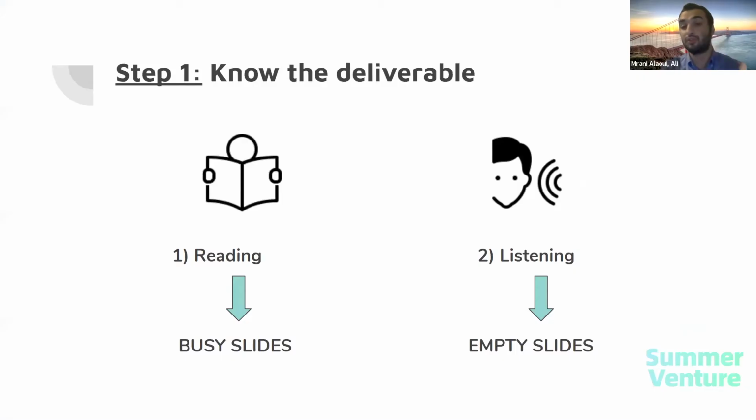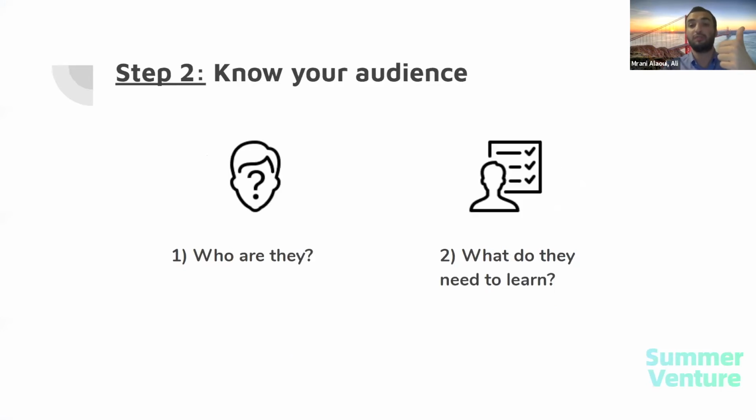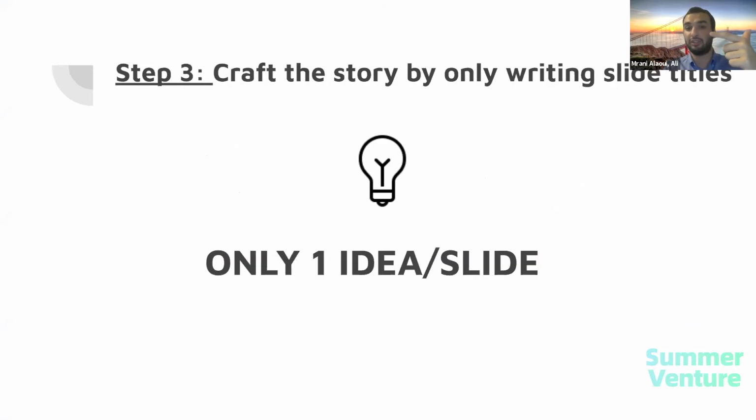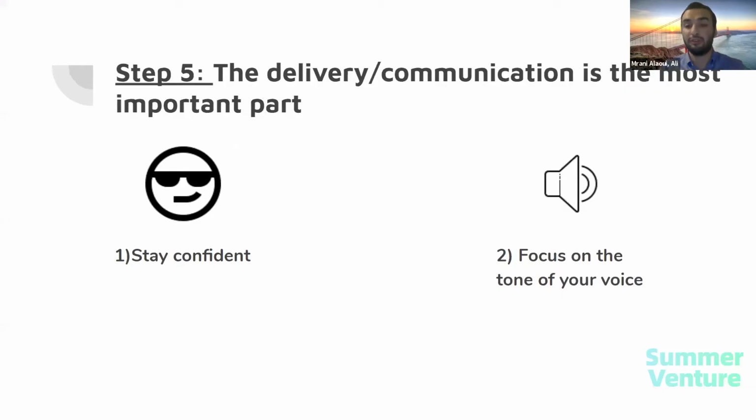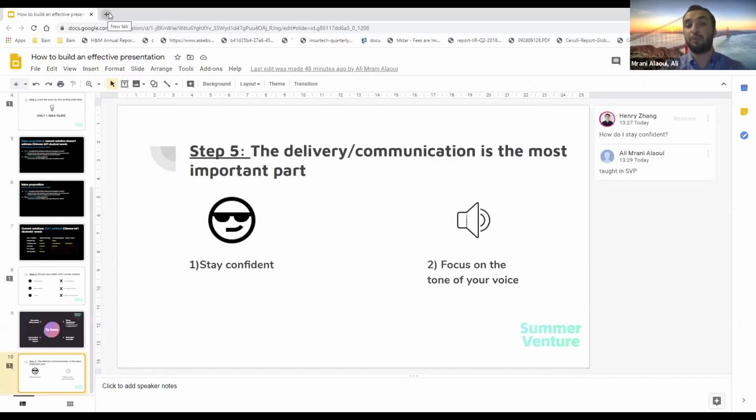So just to say it again, first one, know the deliverable. Know if you want busy or empty slides by understanding the context of the presentation. 2, know your audience to address your language and your content. Then start the content with just your storyline and write the headlines of each slide. Make sure there is only 1 idea per slide. Then fill out your slide with very concise content. Use images, icons, bullet points, and charts. And lastly, speak with confidence and focus on the tone of your voice. So this is how I build presentations.